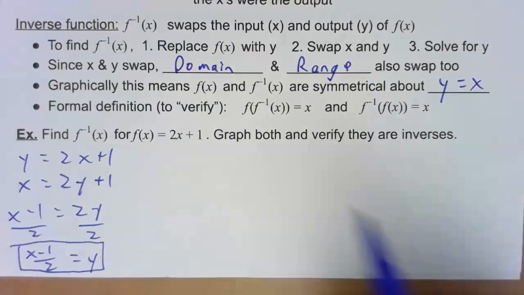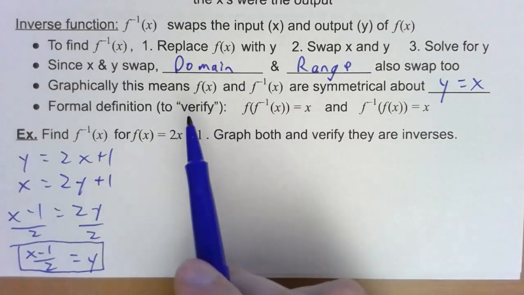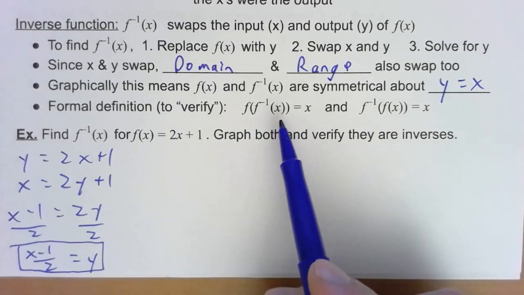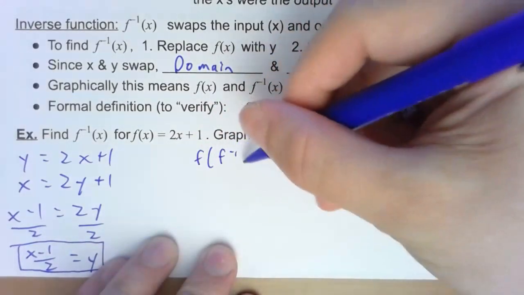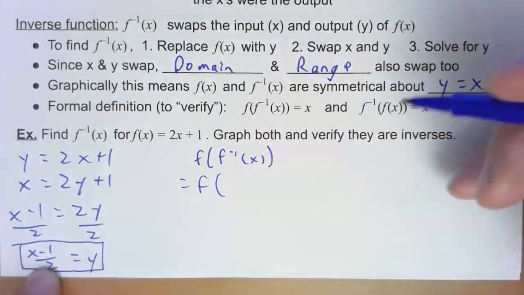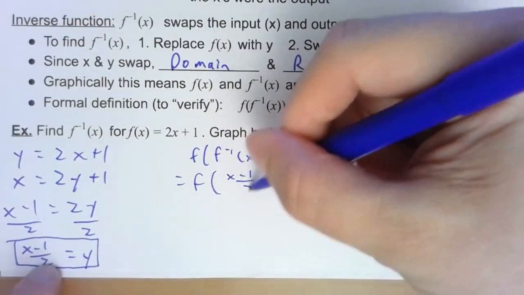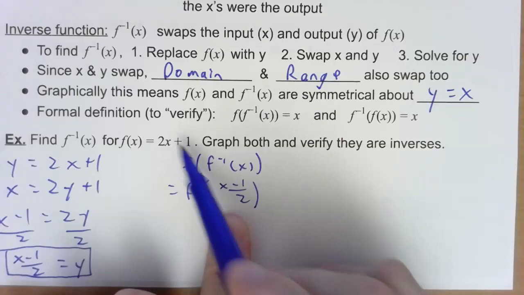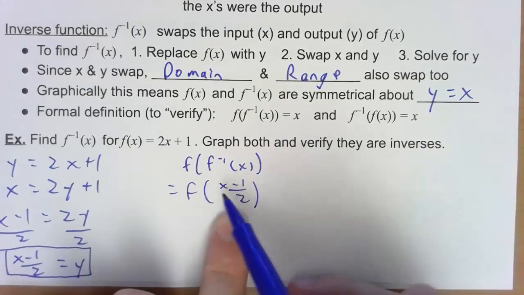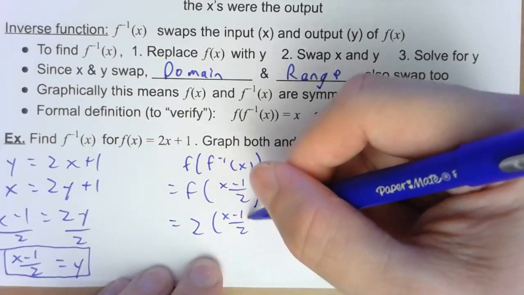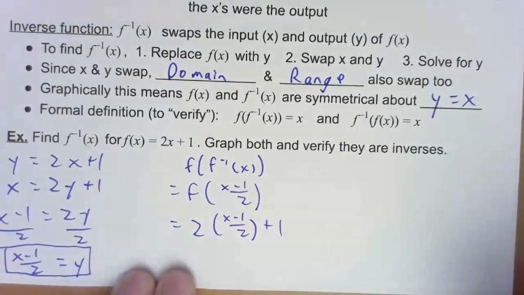Okay. Now the formal definition, if you really wanted to 100% verify or prove that things are inverses, you actually use function composition, what we just did at the beginning of this lesson. You plug them into each other. So I'll find f of f inverse first. And so that means I want f of this x minus 1 over 2. So I'm going to take x minus 1 over 2 and plug it into f of x, replace x with x minus 1 over 2. So 2 times x minus 1 over 2, and then plus 1.